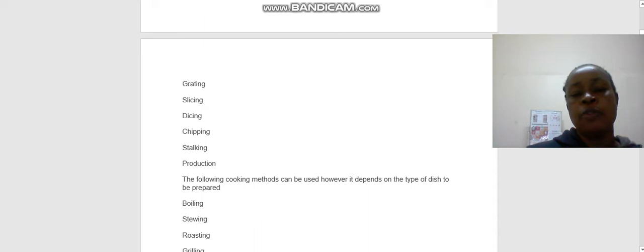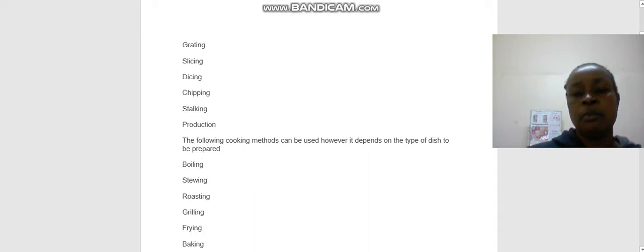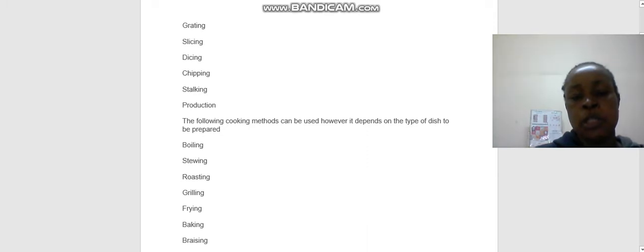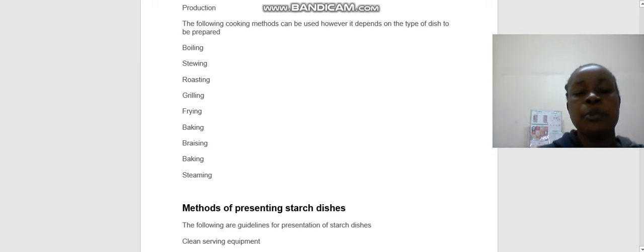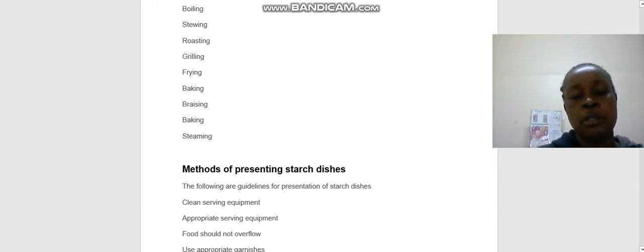So the following are the methods that can be used to cook or to make a dish out of starch. One is boiling, stewing, roasting, grilling, frying. Then we have baking, braising, and also steaming. That is the method you're going to use in preparation of the starch dishes that you have purchased.